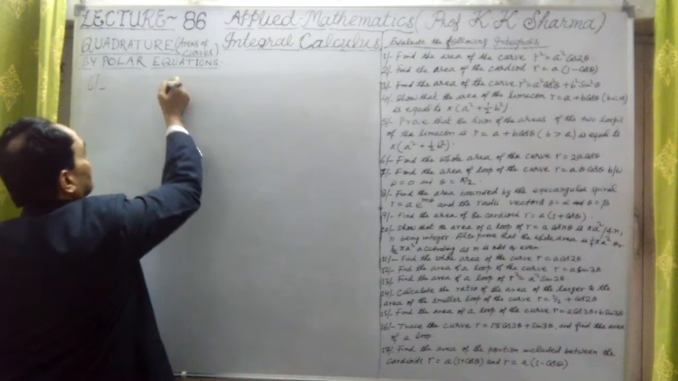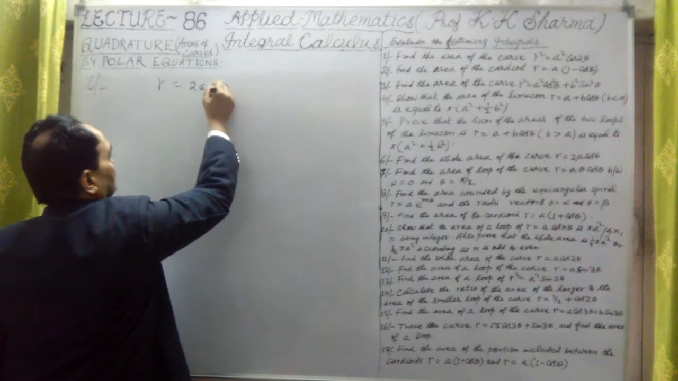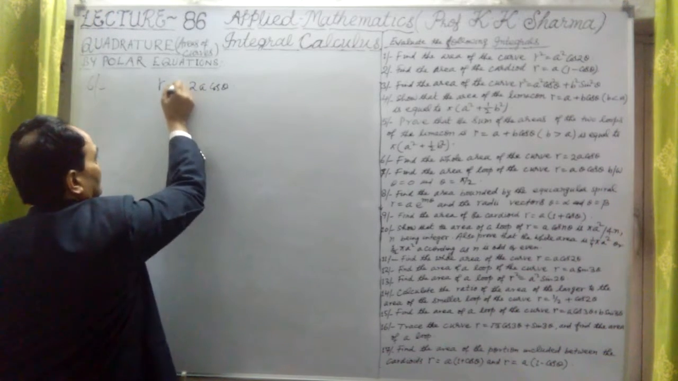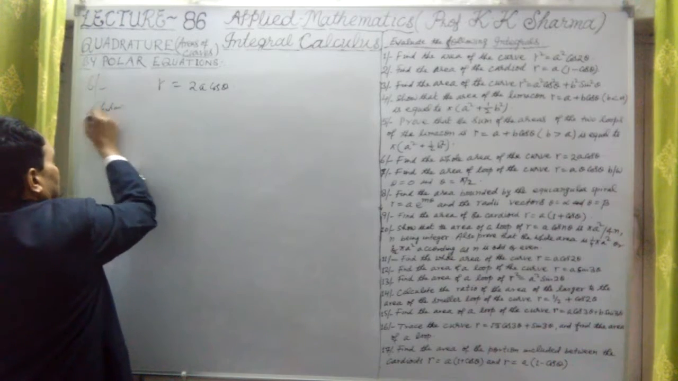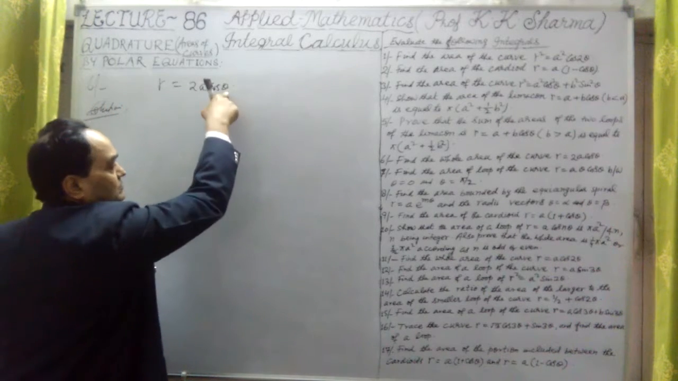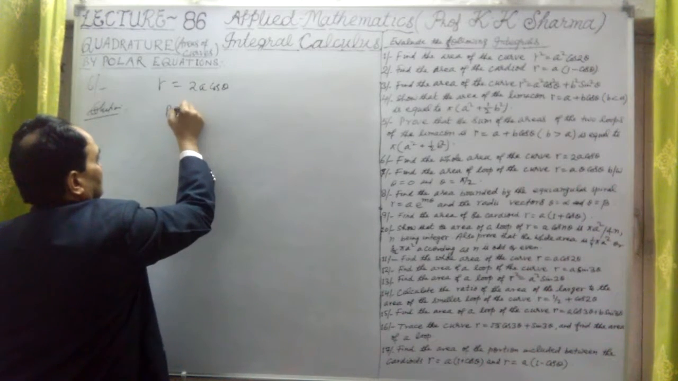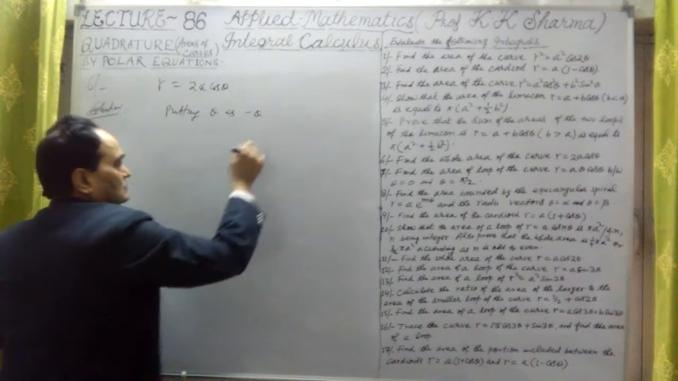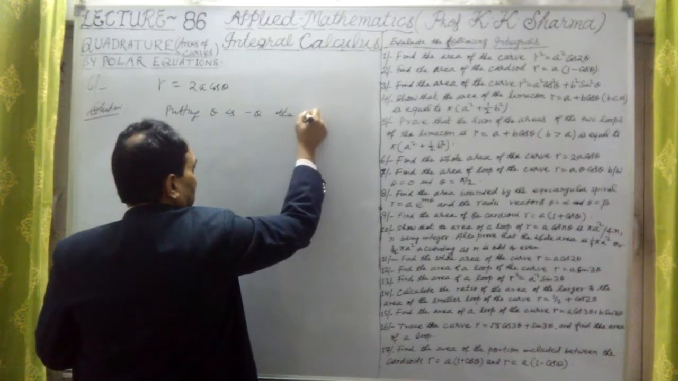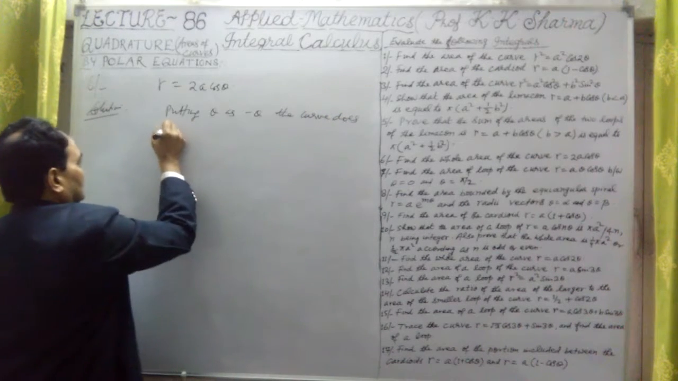Here we are given r equal to 2a cos theta. Okay, so first let me find the solution. So putting theta as minus theta, the curve does not change. The curve does not change.